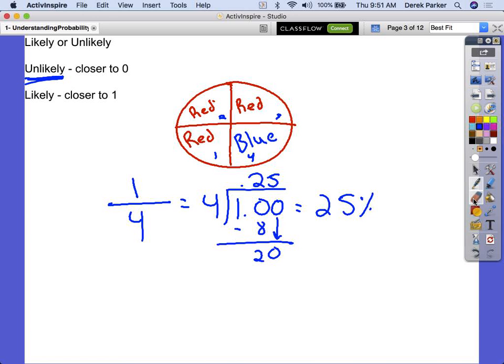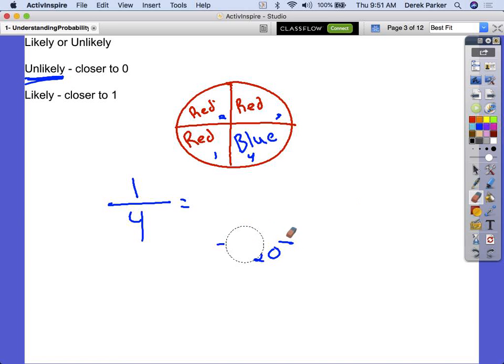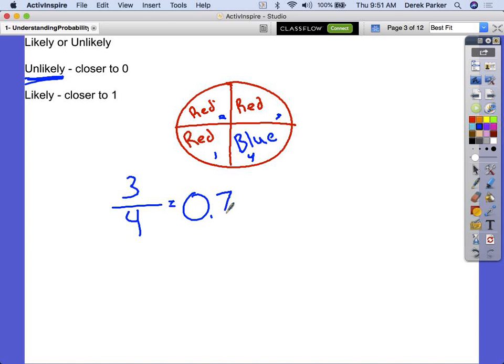Now, let's try that again. Let's do it with red this time. Again, the sample space, how many outcomes there are? It's 4. That's your denominator. Red, how many red are there? There are 3. That means 3 is the numerator. 3/4 is equivalent to 0.75, which is also equivalent to 75%. That one is actually close to 1. So that is a likely outcome. That is the difference between unlikely and likely.